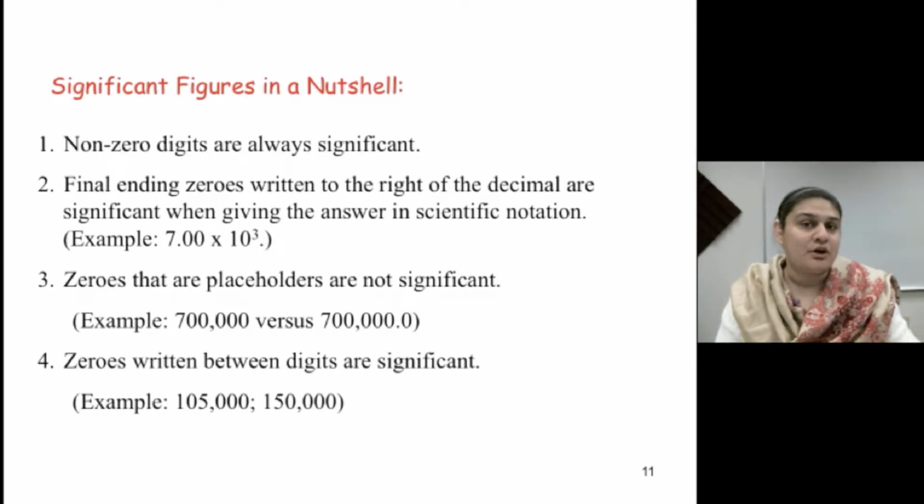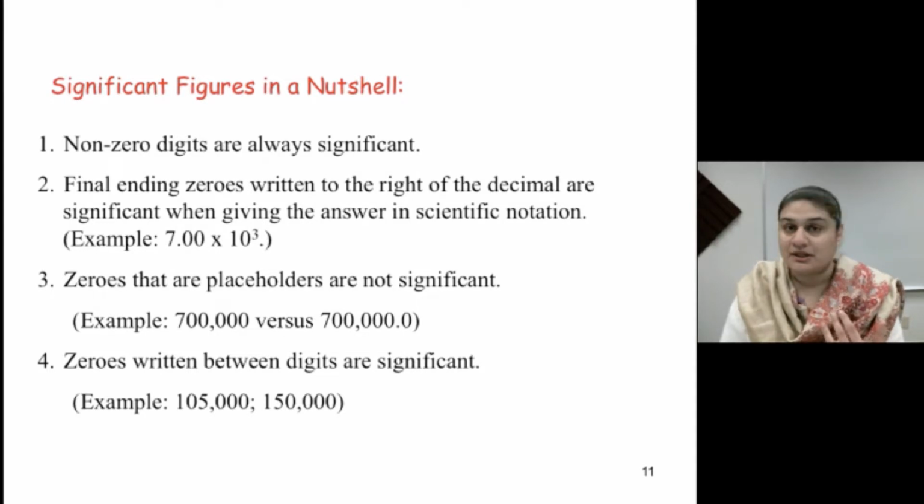So if I was to take all of these rules and try to come up with some basic ideas that you should follow, this is what it is. Number one, non-zero digits are always significant. You cannot ignore them. Final ending zeros written to the right of the decimal are significant except when giving an answer in scientific notation. So for example, 7.00 times 10 to the 3 actually means that there are 3 significant figures in the answer. That is why scientific notation becomes important.